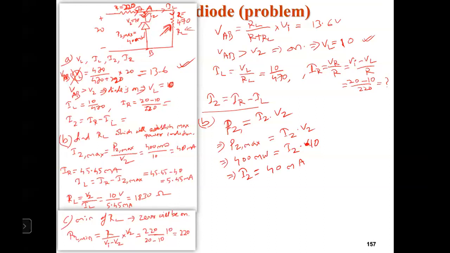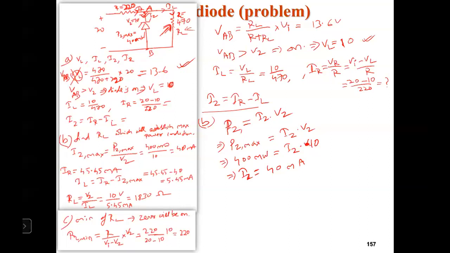Basically, in part B, it is saying that the power across the Zener diode will be maximum. So for that, how much current should flow across the diode? I can do that by the relation P equal to VI. From that relation I can find IZ. So I got IZ equal to 40 milliampere. Once I got this, then I can do the other thing.